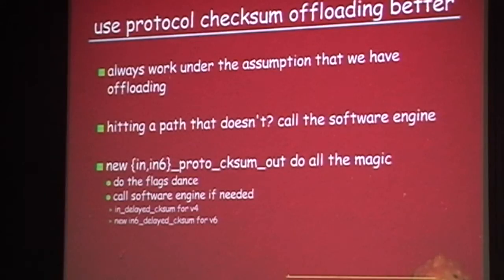For IPv4, there was in_delayed_cksum. That's basically the software engine, and this didn't have to be modified really. For V6, there was no such thing, so we had to write that, which was once again a pain in the neck, because just finding the TCP header in an IPv6 packet is a nightmare. In V4 it's easy, it's a fixed offset. In V6 you have to walk the entire chain of extension headers. And, anyway.